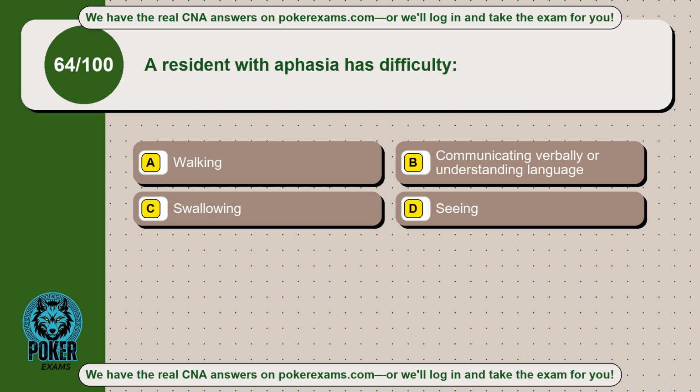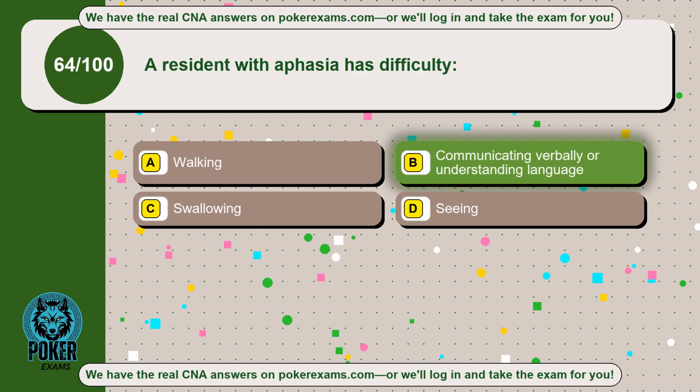Question 64. A resident with aphasia has difficulty: Option A. Walking. Option B. Communicating verbally or understanding language. Option C. Swallowing. Option D. Seeing. The correct answer is option B.